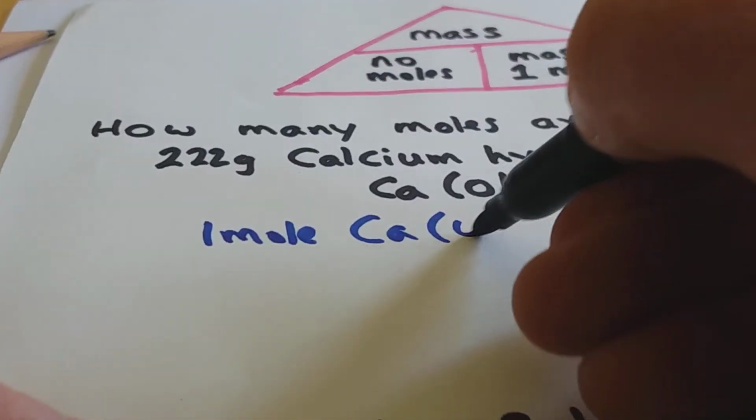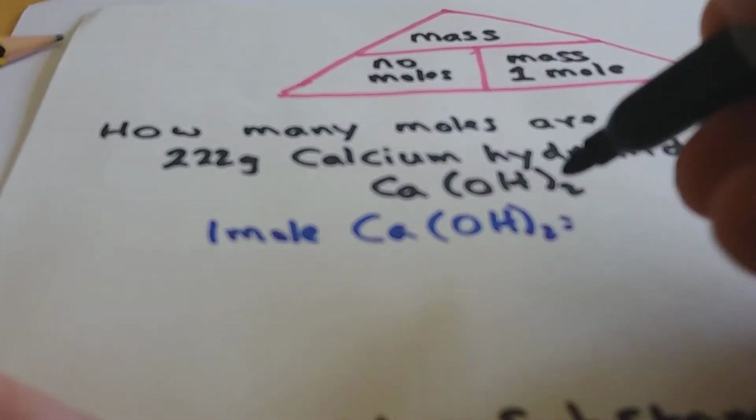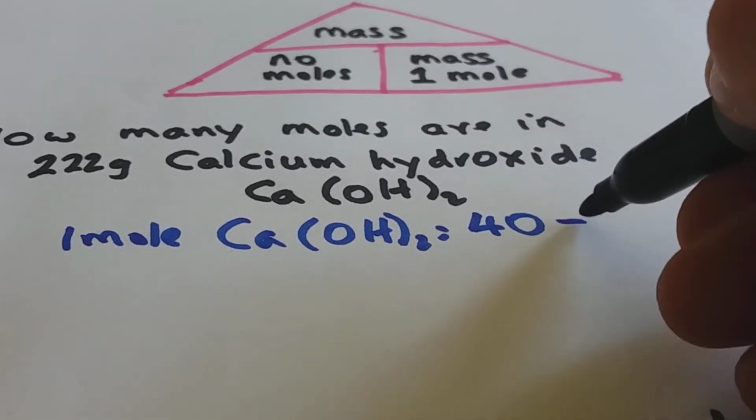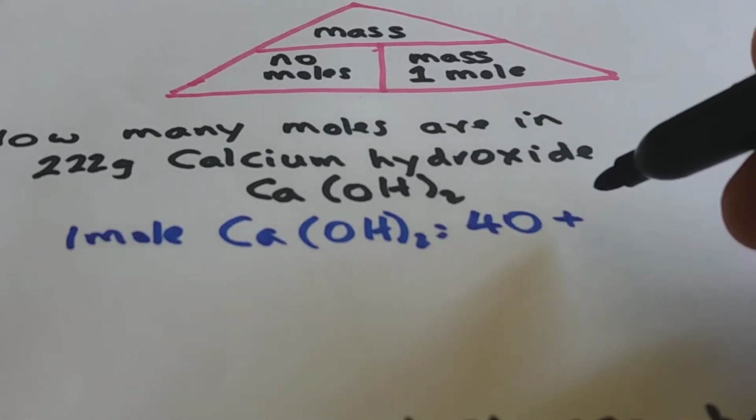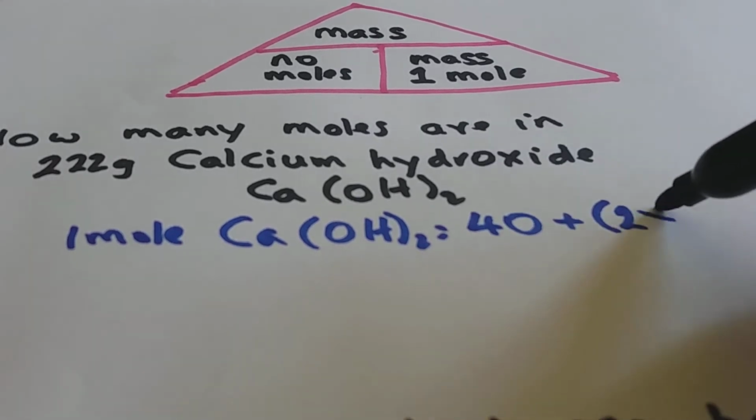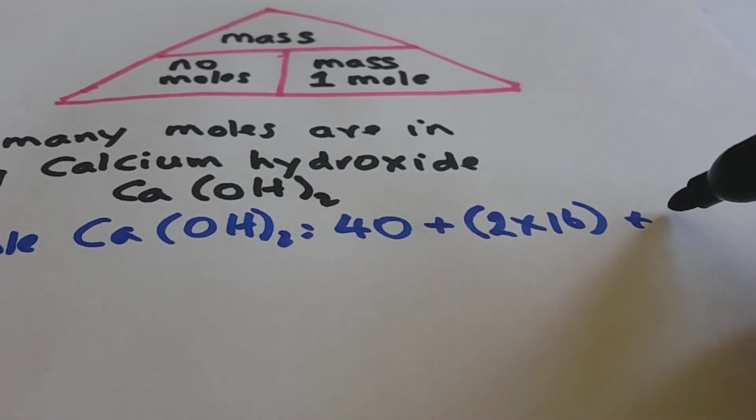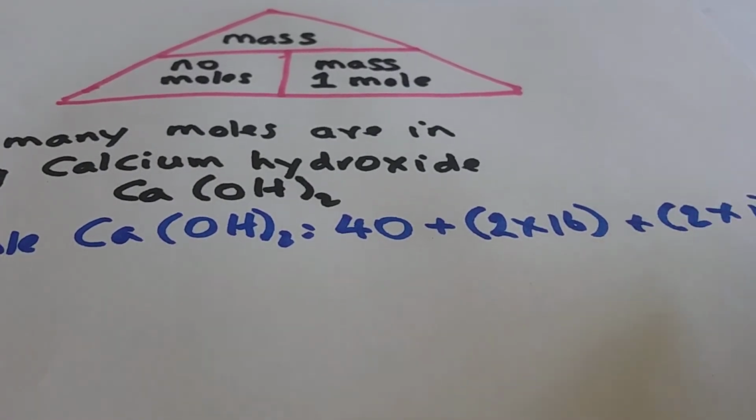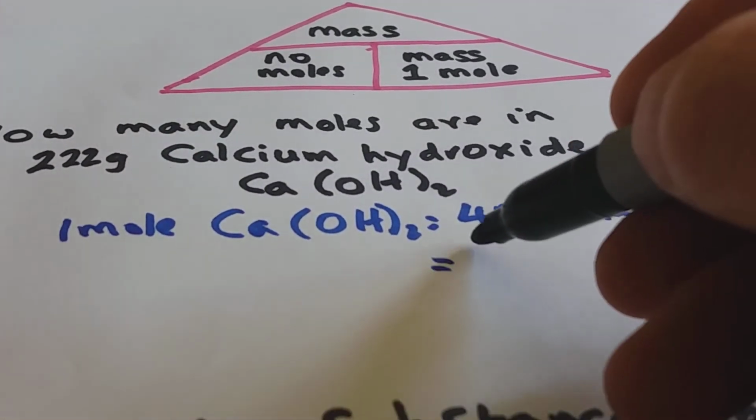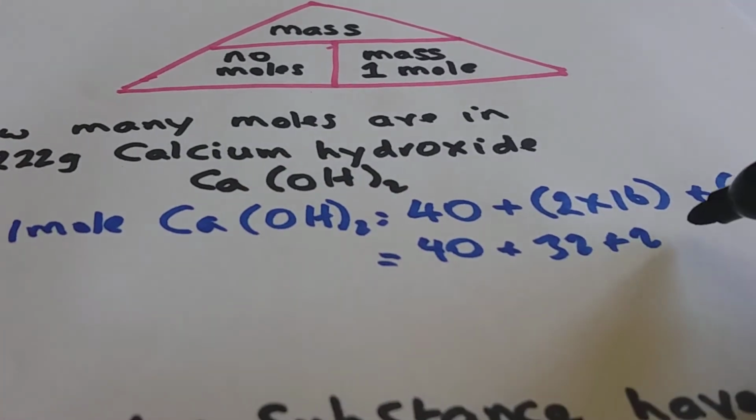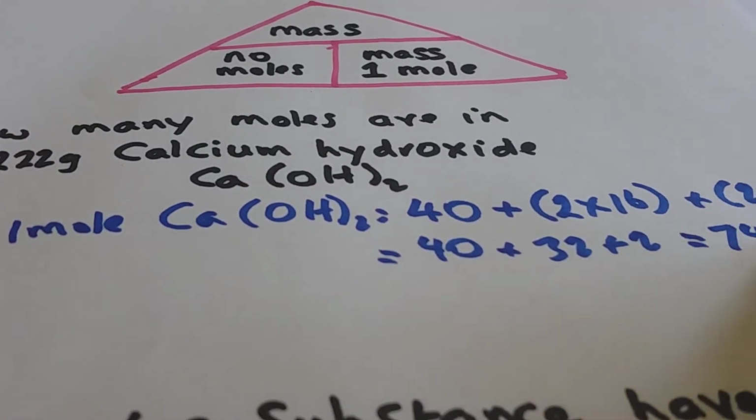So again, we've got to start with 1 mole of calcium hydroxide. So calcium is 40. Now, don't forget the brackets, that doubles everything inside. So we have 2 oxygens and also 2 hydrogens. Now, when we add that together, it comes to 40 plus 32 plus 2, which will equal 74.